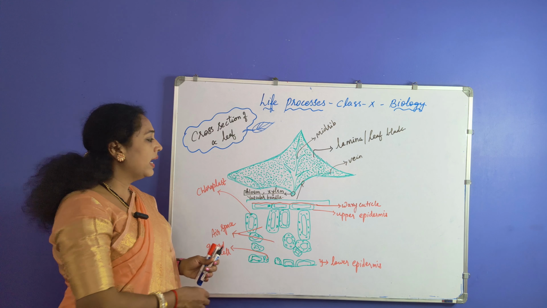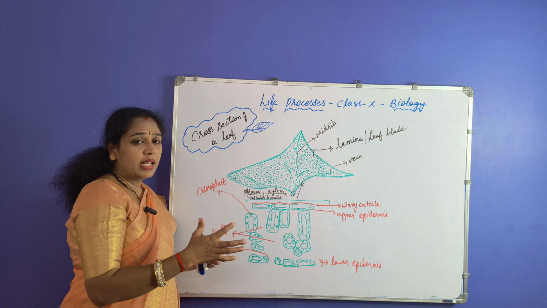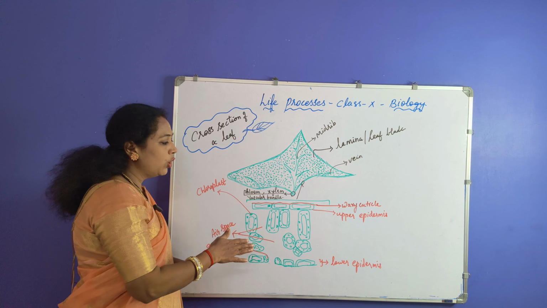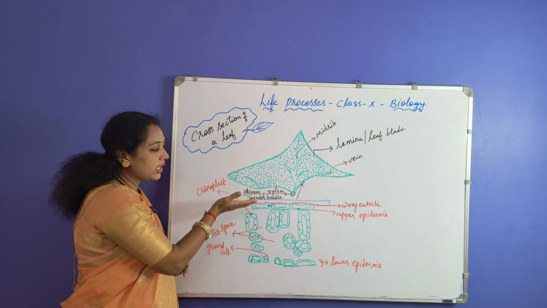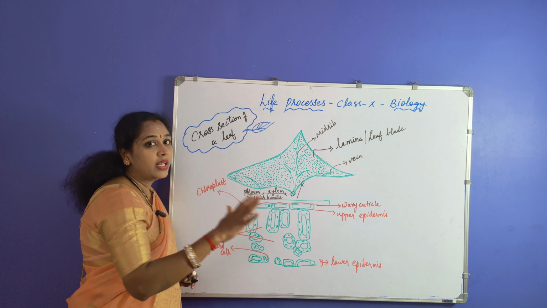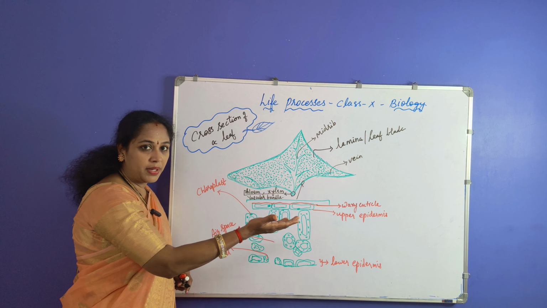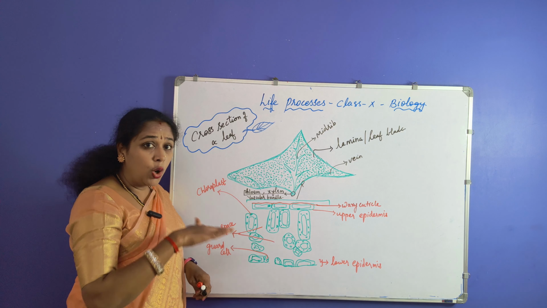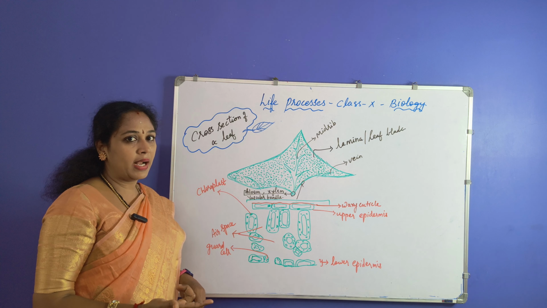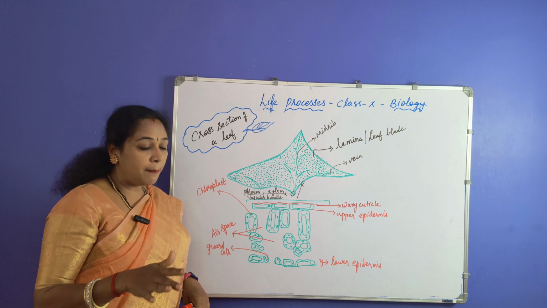Now, when you have a look inside the leaf, how is the arrangement of the cells? As I told you already, you have two layers of cells: the upper epidermis and the lower epidermis. Epidermis means the outer covering. If it is present up, it is called the upper epidermis. If it is present down, in the lower part, it is called the lower epidermis. And the abundance of stomata is more in the lower epidermis compared to the upper epidermis.